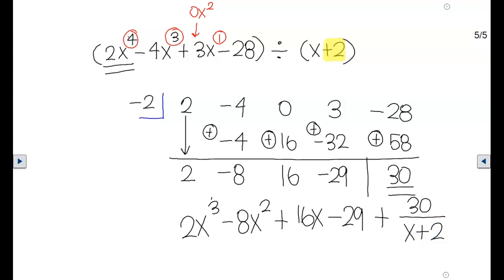Now hopefully those 4 examples will be enough to kind of get you going on synthetic division. If you do have questions, if there's anything about that that you don't quite get, then please be sure and let me know.